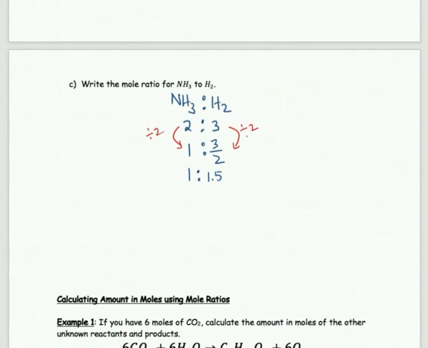So again, if we look at an example here, let's just say we know that there's, I don't know, 14 moles of ammonia. If you know that, what's the relationship here? You need 1.5 times the other one. So you're going to multiply by 1.5 here. 14 times 1.5 will become 21 moles of hydrogen.